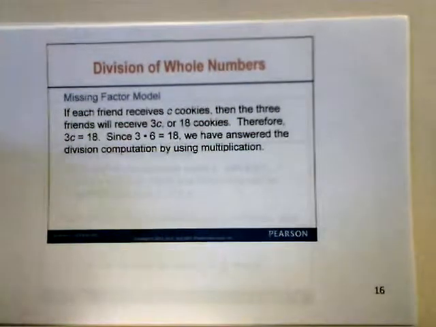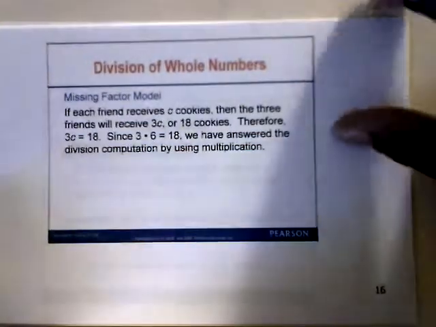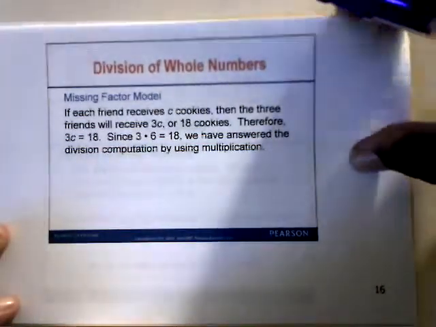The missing factor model is this: if each friend receives C cookies, then the 3 friends will receive 3 times C, or 18 cookies. Therefore, 3C is equal to 18. And then we find out what number times 3 will give us 18. In this case, it'll be 6, because 3 times 6 gives us 18. So we have answered the division computation by using multiplication.